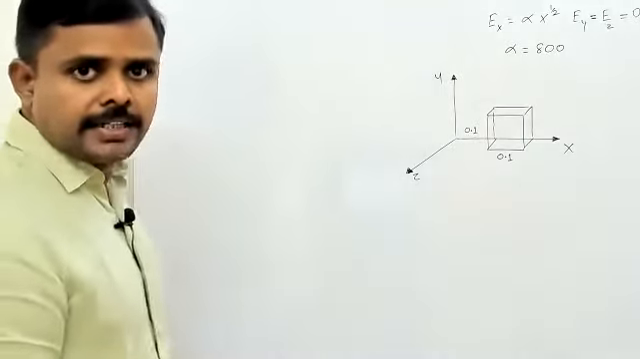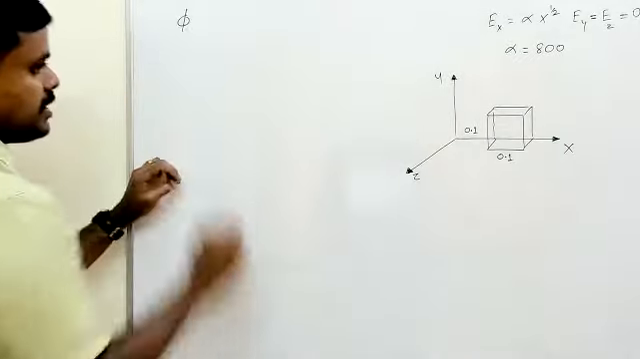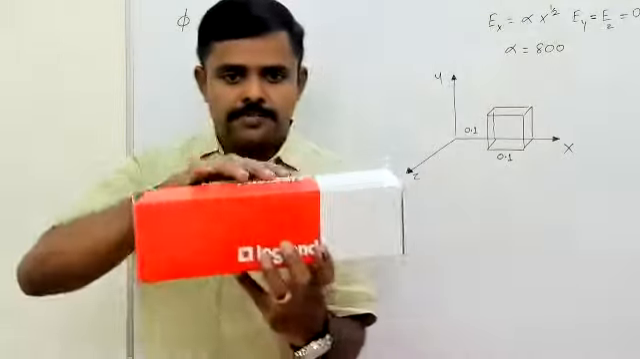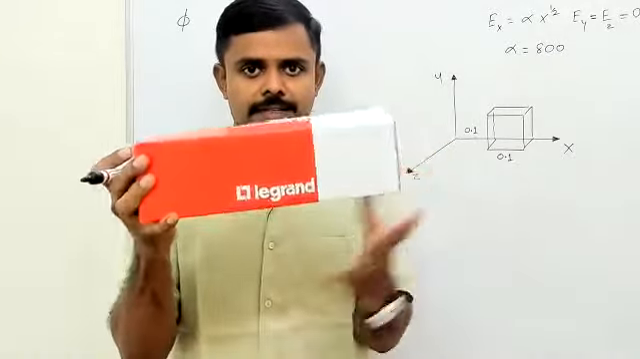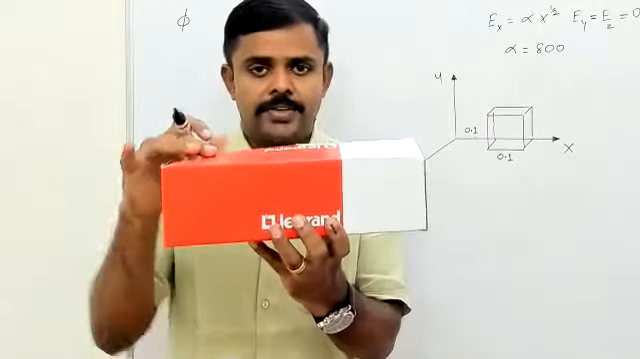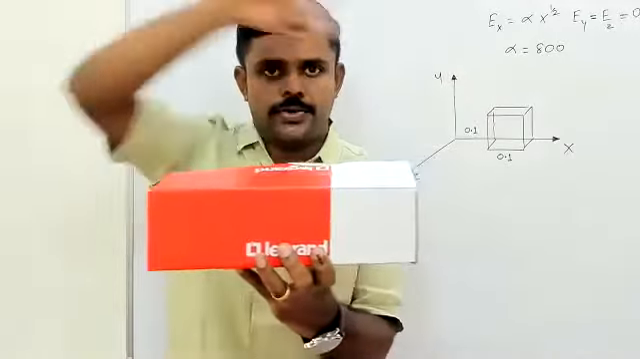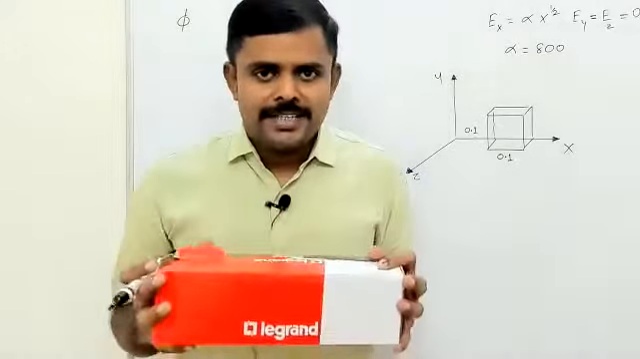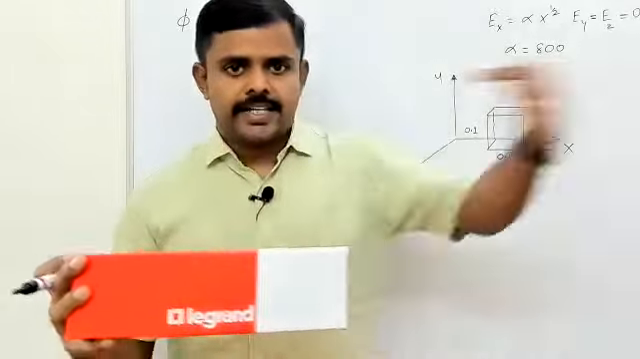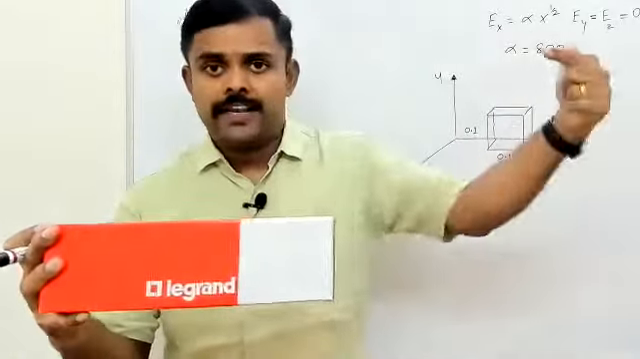Okay, so I'm going to write the flux now. What is the equation for flux? How many surfaces are there? Look at this. This is the cube. Just imagine I have a cube like this. And the field line is going from left to right. Just imagine a field line is going in this direction, left to right.